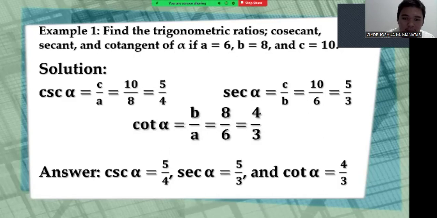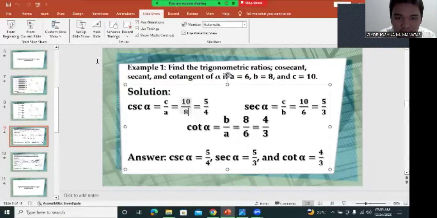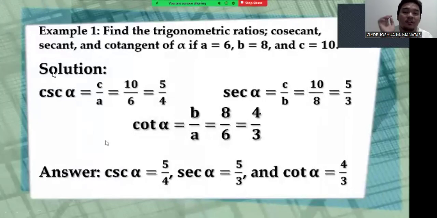Oh my God, looks like I put it wrong. So it's supposed to be 6, and this one is 8. Okay, so here's the correct one.